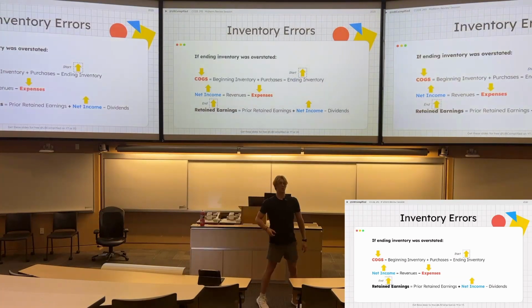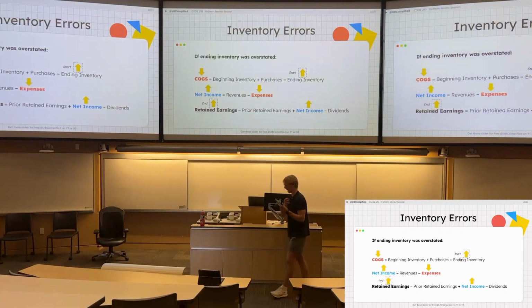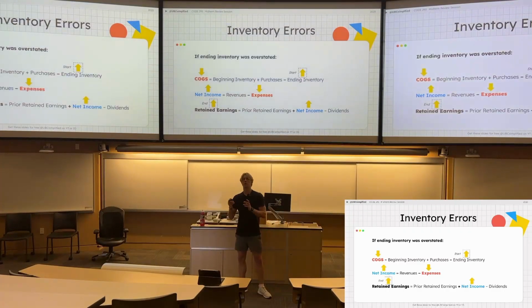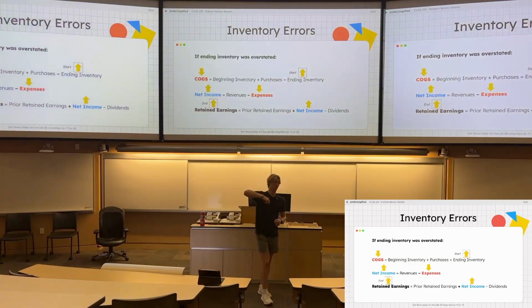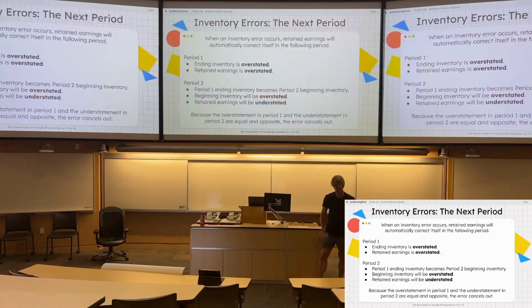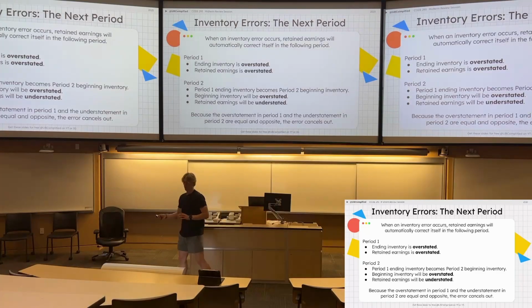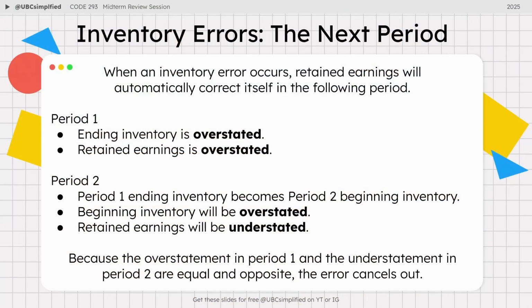So what I have to keep in mind is these equations, right? How is COGS calculated? How is net income calculated? How is retained earnings calculated? And then just know which sign is associated with which term, and then you'll be able to follow through the flow of what's overstated, what's understated. But what's really cool is that inventory errors correct themselves after 2 terms, because that way you don't have to fix anything, so it's easy.